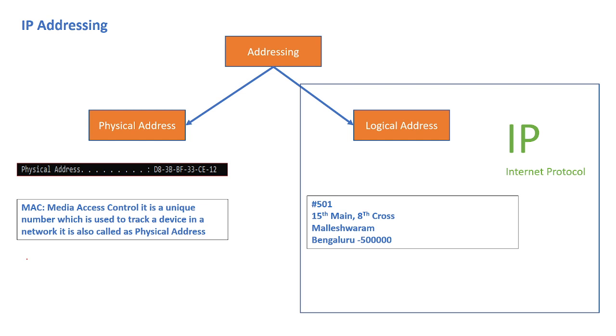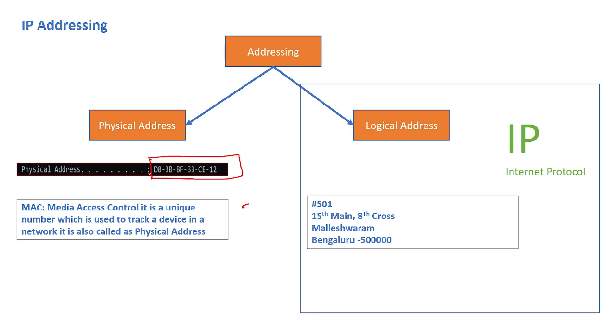You can see here it has a physical address of 12 digits, correct? Like that, we call it the physical address. The physical address is the address given to the physical computer, stored in the network interface card of the computer. We call it media access control. How to check it, I'll show you that.